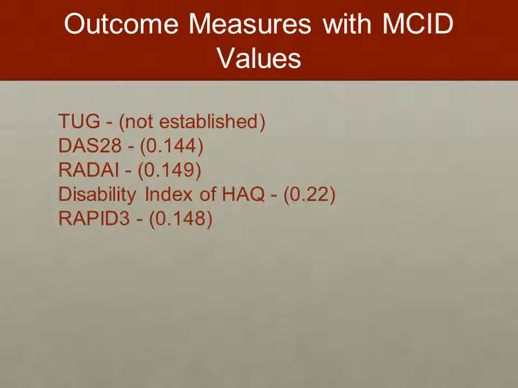Some outcome measures that you can use with these patients include the TUG, which is mostly used for balance, mobility, walking ability, and fall risk. There's also the DAS-28, which is the disease activity score, the RADAI, which is the RA disease activity index, the HAQ, specifically the disability index, which is a health assessment questionnaire for RA, and it's most commonly used for this population. And finally, there's the RAPID-3, which is the routine assessment of patient index data.